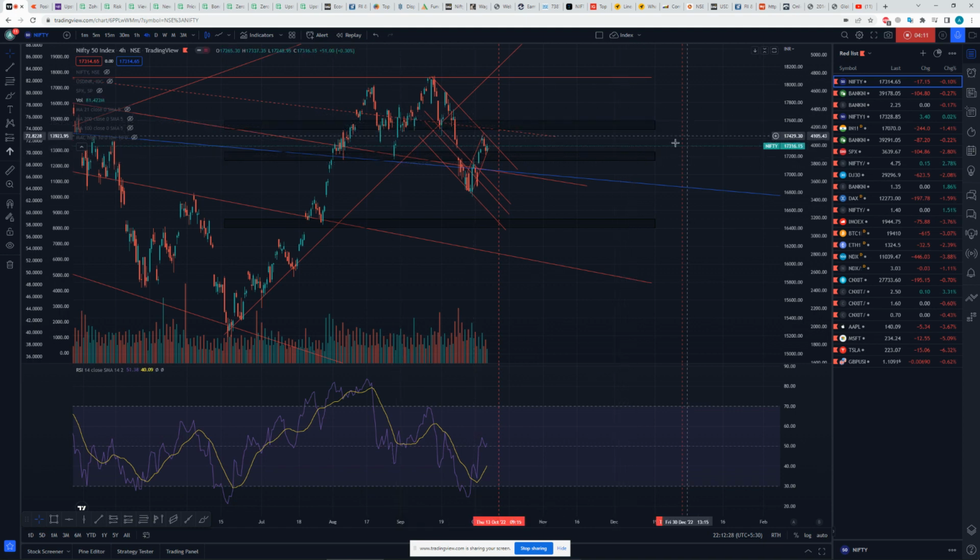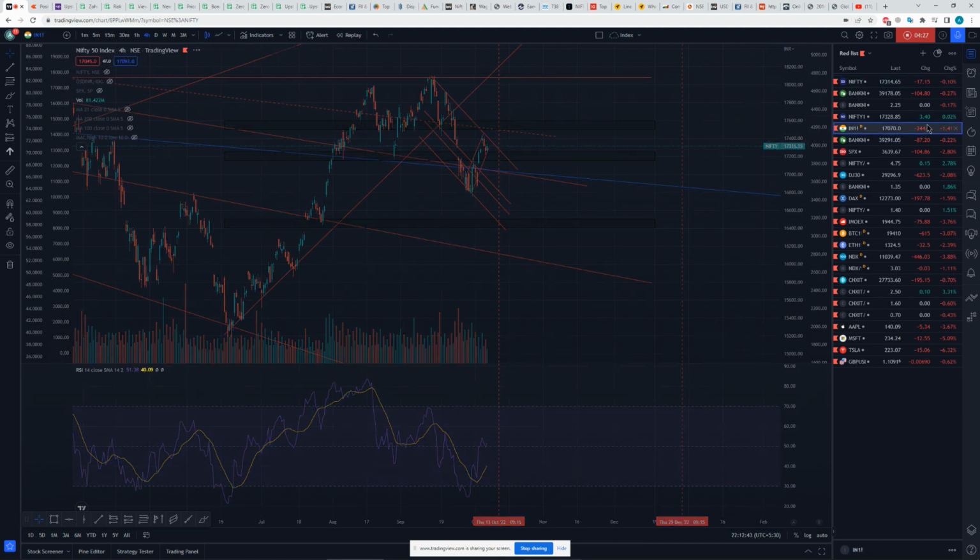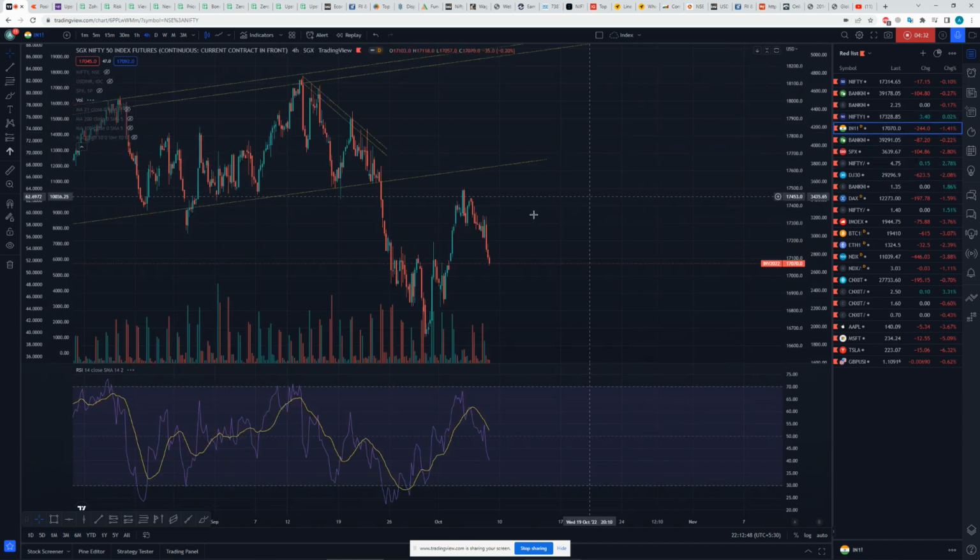This level is going to act as resistance, and this level is going to act as support. And we have one more level between 17,150 and 17,250, which will act as resistance. And in fact, it has already acted as resistance, as you can see in the SGX chart. It has reversed back from those levels.